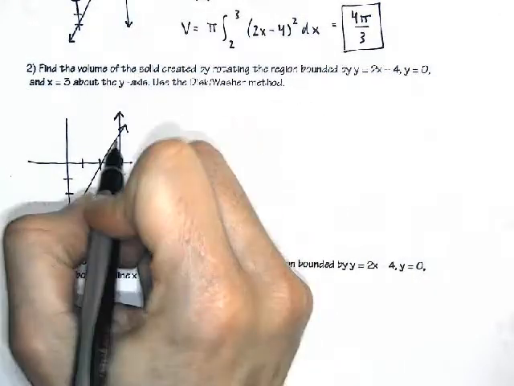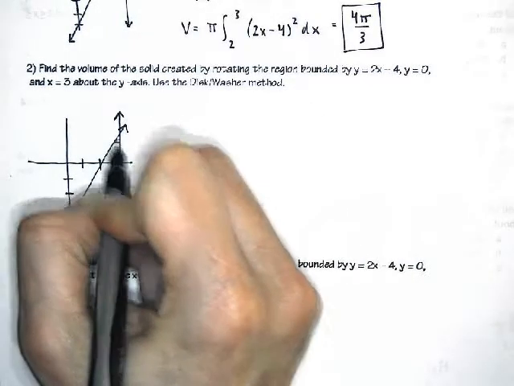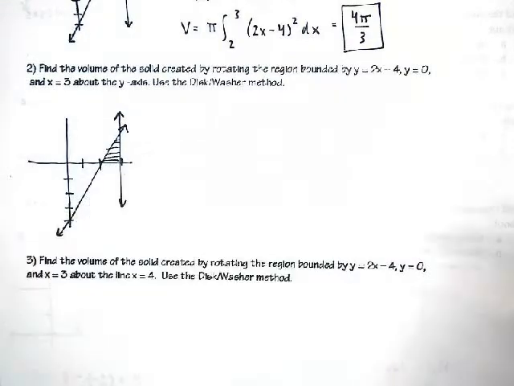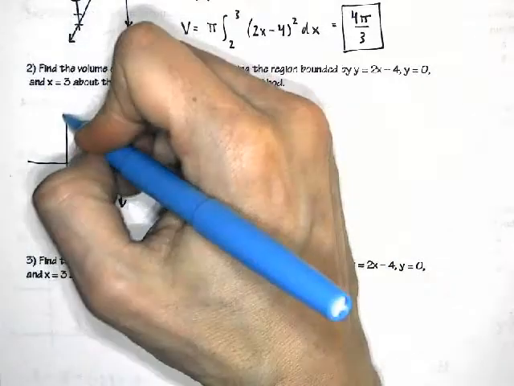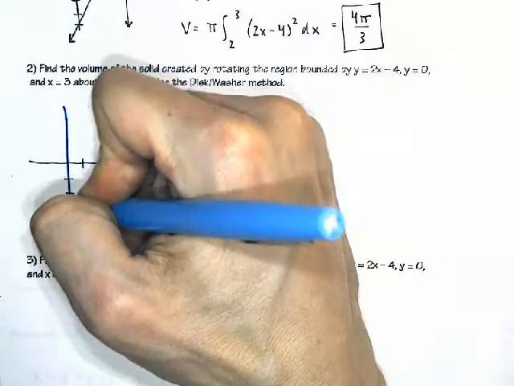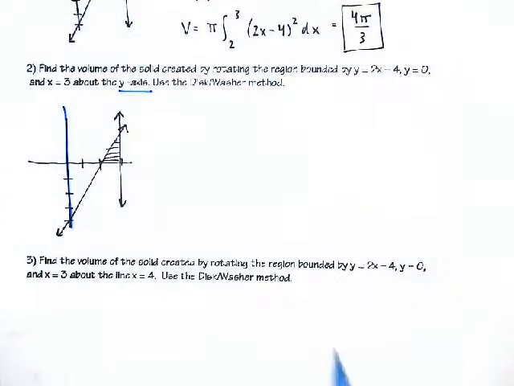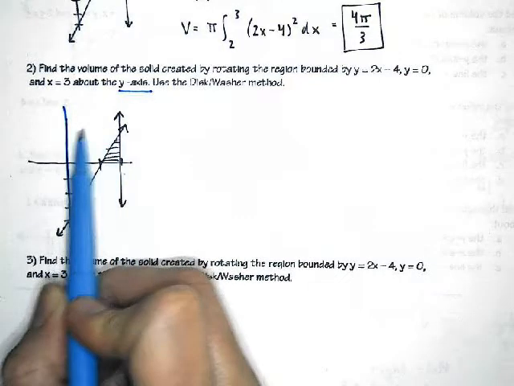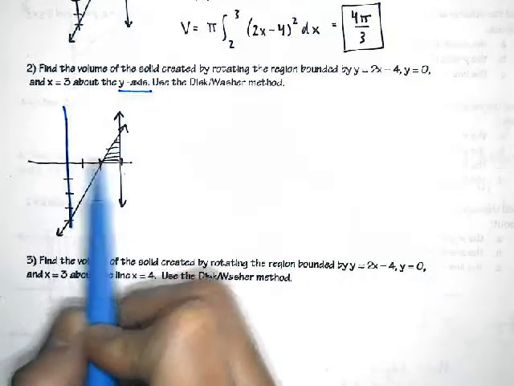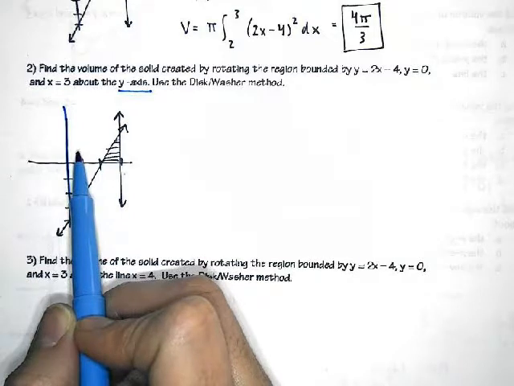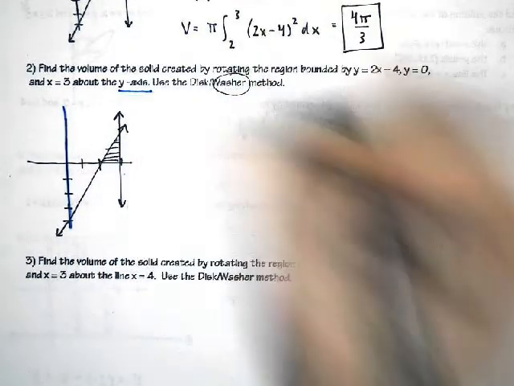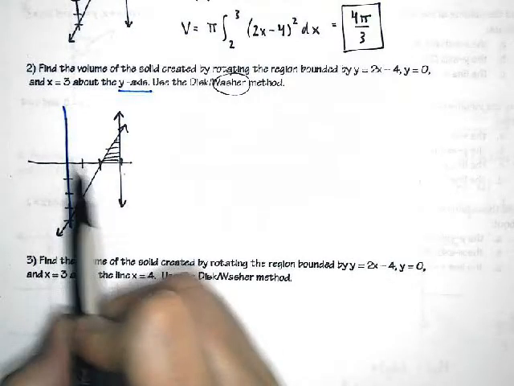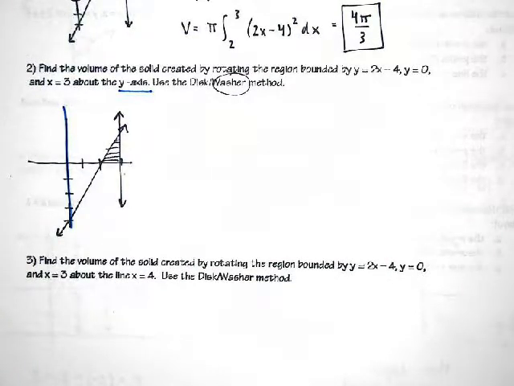Okay, now I'm revolving about the y-axis. So again, same region, but I'm going to draw it this way since I'm going around y. And since I'm revolving about y, I'm going to highlight the y-axis. Hopefully what we notice is there's definitely a large negative space here between my region and the y-axis. So that tells me this is going to be washers. I'm going to have to subtract out that negative space.